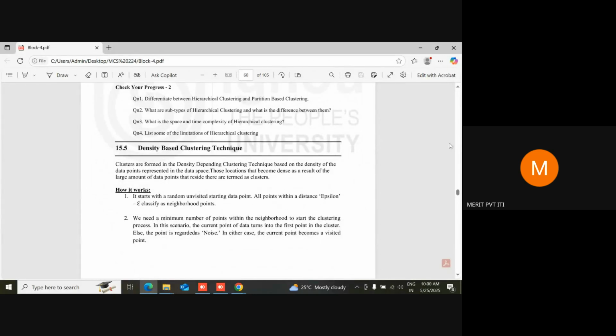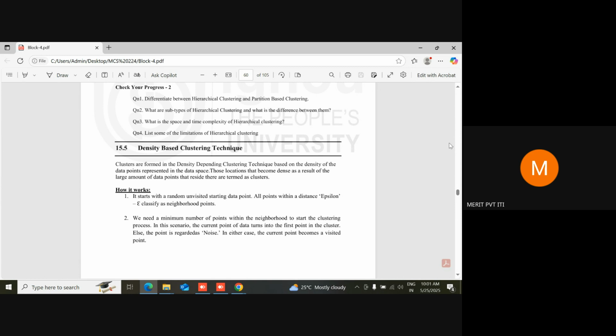Then comes the density-based clustering technique. Clusters are formed based on the density of the data. It starts with a random, unvisited starting data point. All points within a distance epsilon are classified as neighbor points. Epsilon is the smallest possible distance which we can say. So that's what epsilon is known as.